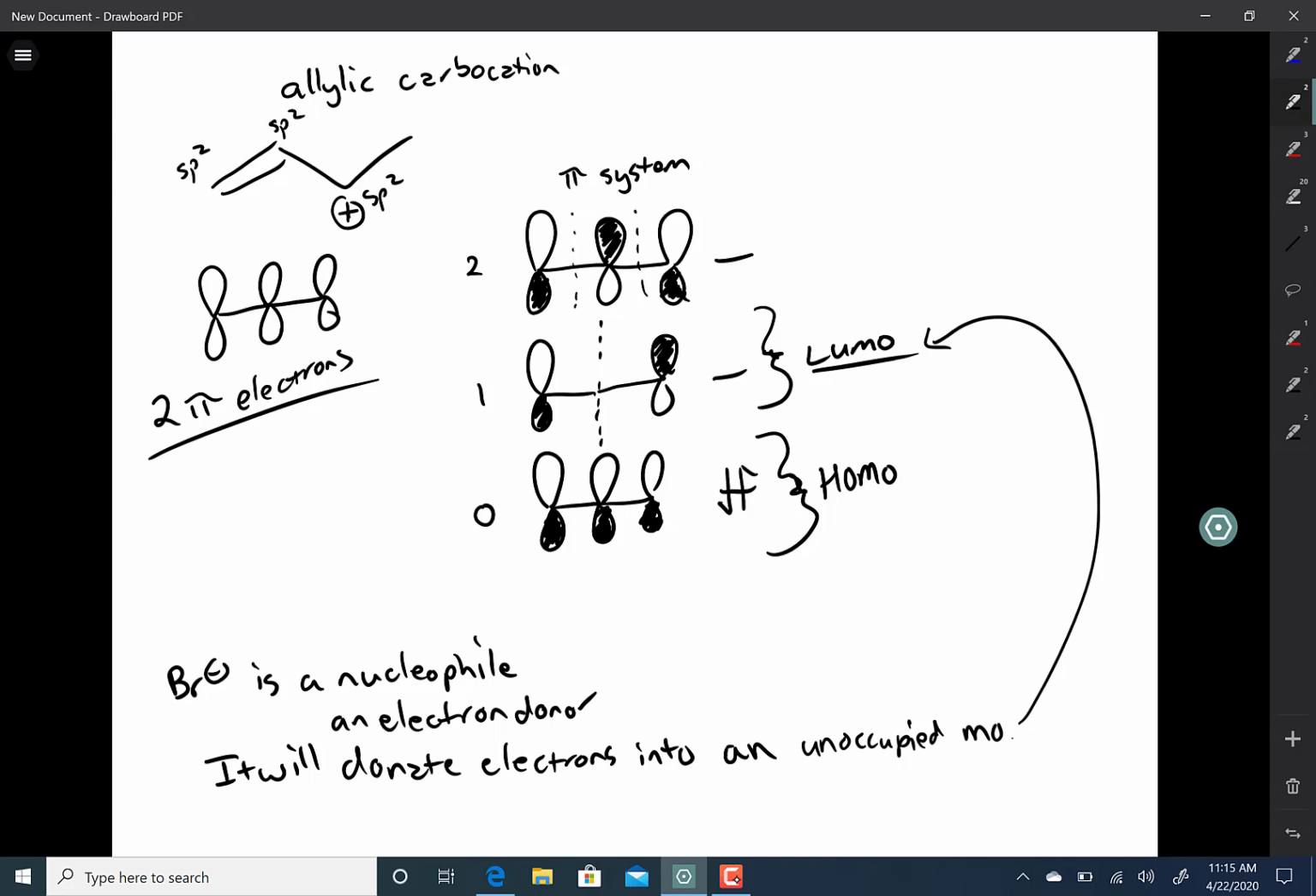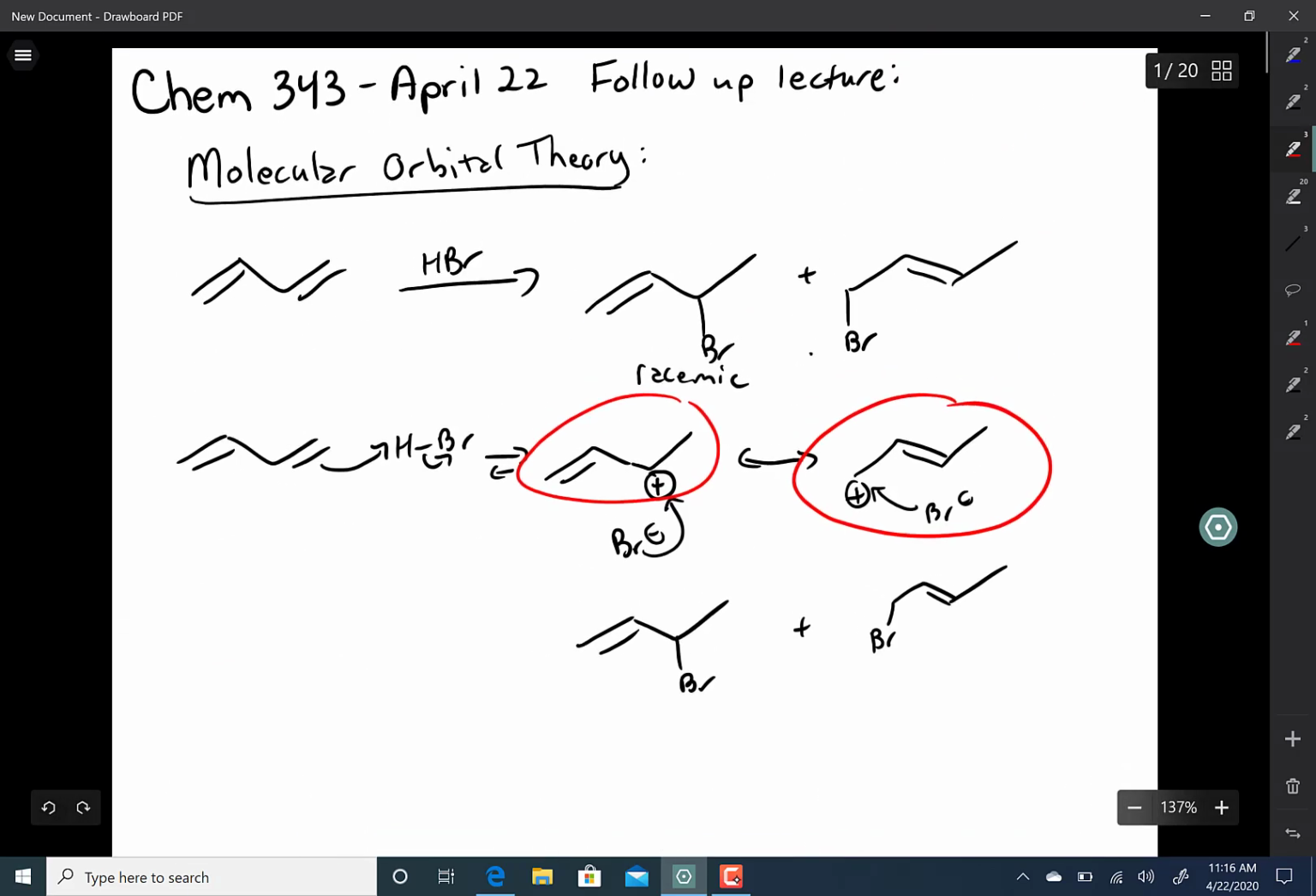And if we take a look at this, if we were to label the atoms 1, 2, and 3, there's only places where the electrons can go. It can only donate electrons to make a bond at atoms 1 or 3, not on 2, because 2 doesn't have a presence in this molecular orbital. So as a result, the bromide will add and form a bond with either 1 or 3 and not 2. And that's what we see.